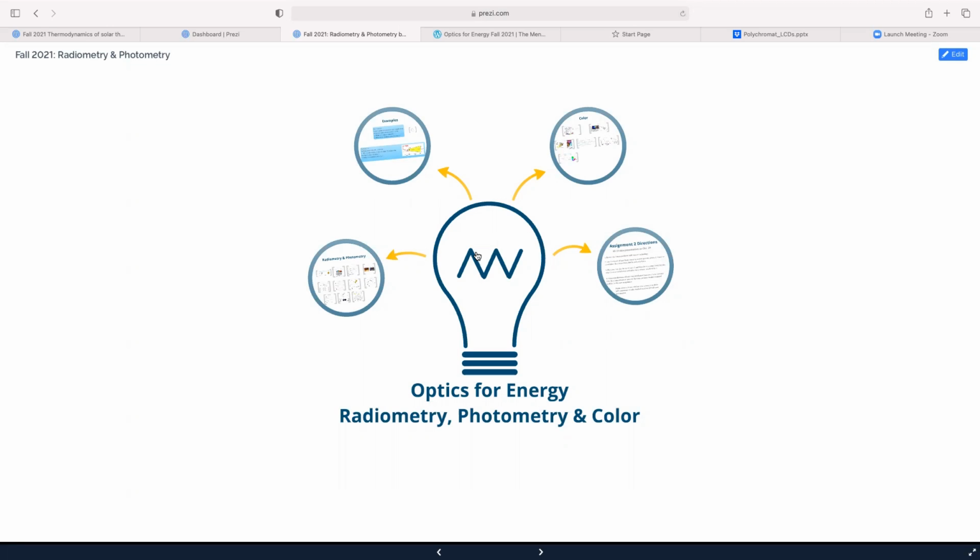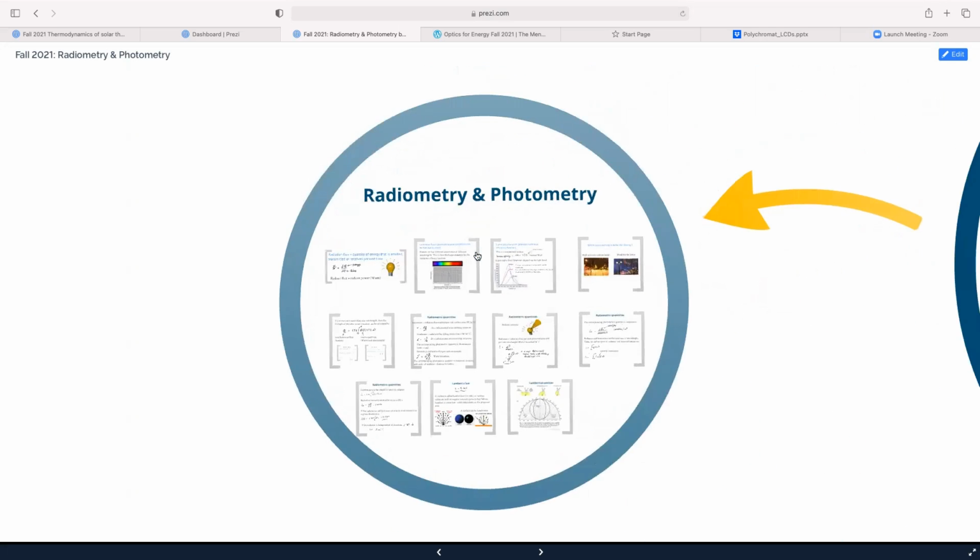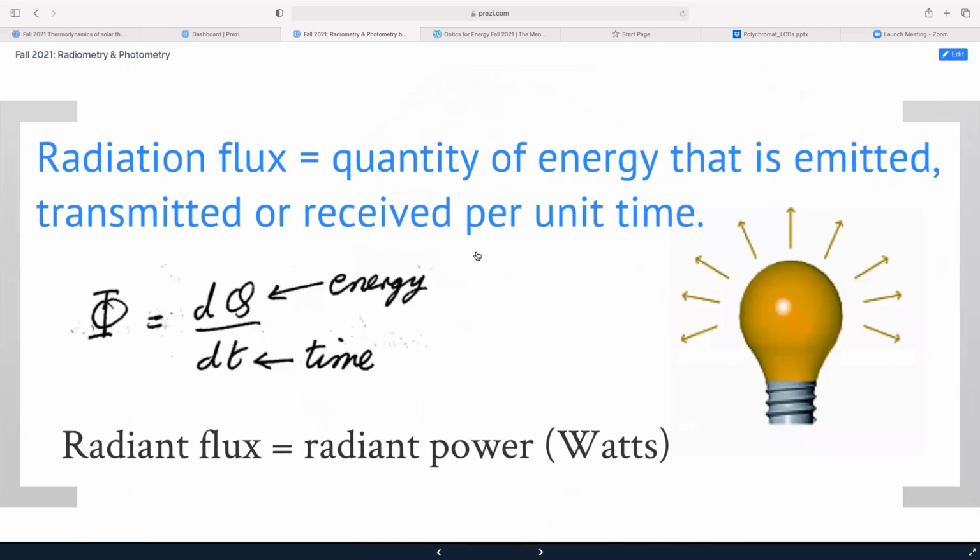Photometry refers to human-centric light, and radiometry is in the non-anthropocentric light. So, and we'll try to link these. So first of all, let's go back to what we know, which is, first of all, radiometric quantities.